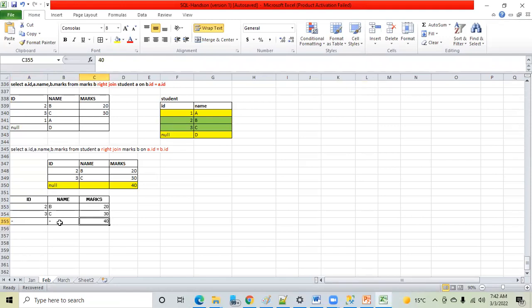Because the principal is getting all the marks. He is asking for all the marks, so we have given all the marks. But he was telling that even for any marks, ID and name is not present, show me that as well. So we have shown this as well, right? Okay, so this is clear to everyone. Any question on this? No questions. Okay, you don't have any question.